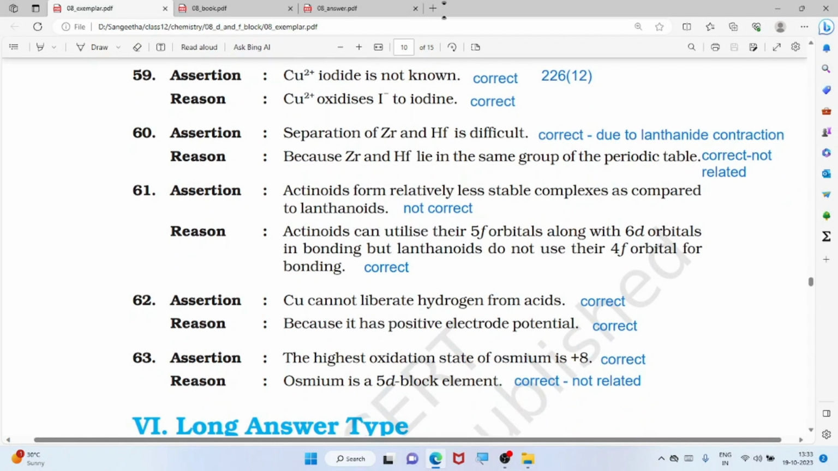Assertion: separation is difficult. This is correct because they are in the same group of the lanthanoids. This is correct, but it is not related. Okay, this is difficult because of the same physical and chemical properties, similar radius. So this is not the correct reason, but this reason is correct, not related to this.